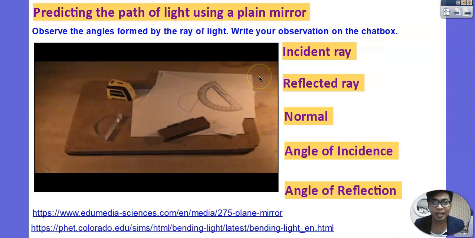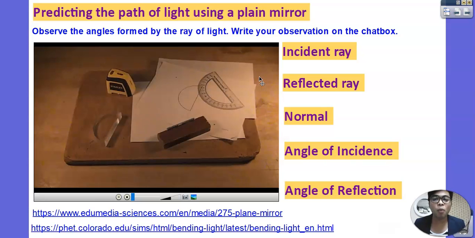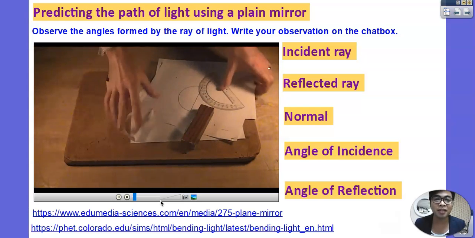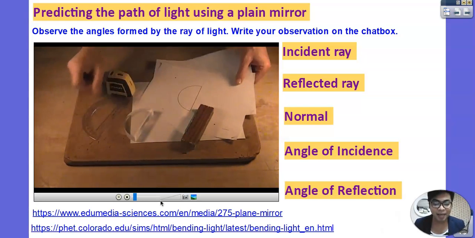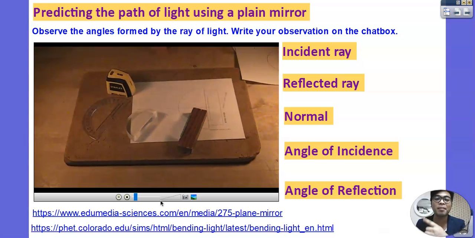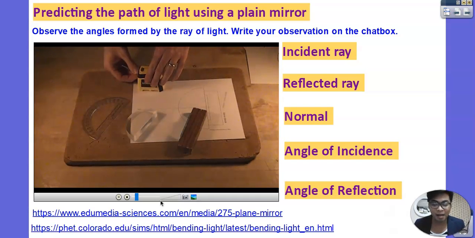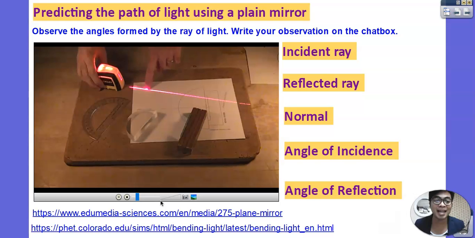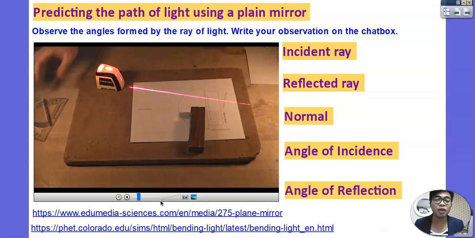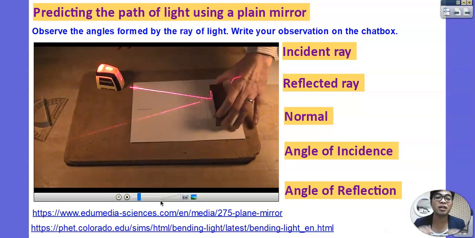So we're going to predict right now what will happen if light is reflected. We're going to predict the path of light using a plane mirror, and we're going to show later how a plane mirror would look. But in this experiment, they have a glass bar and a mirror just to test what will happen, and they have a laser. We're going to observe the angles formed by the ray of light. So please write your observations on a piece of paper, or you can put them in the comment section below.